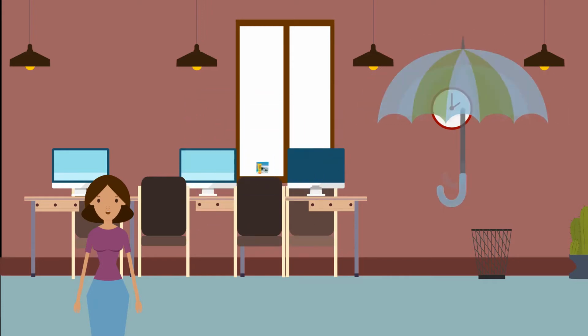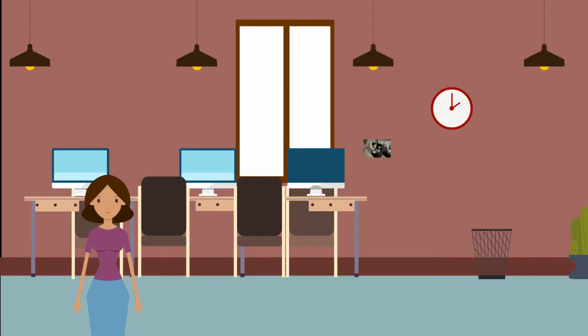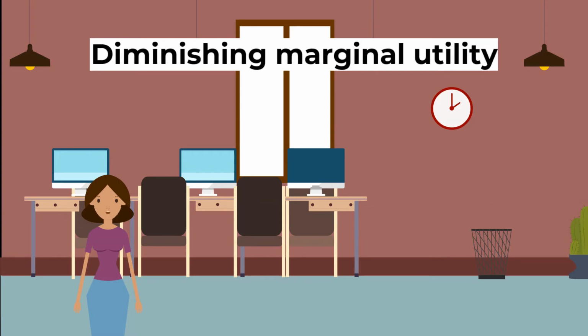Government legislation can also have an effect on the demand for goods. Demand for car seats increased after the government made it a legal requirement that young children have to sit in them. Next, diminishing marginal utility.